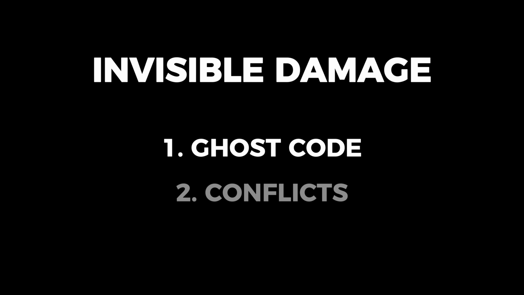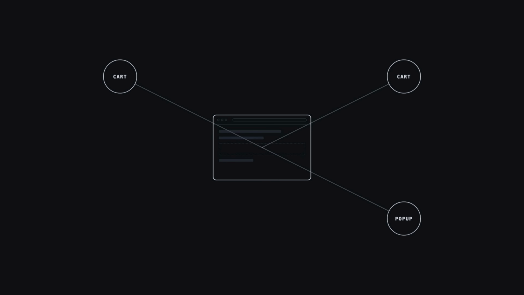The second version is conflicts. Your active apps don't live in isolation. 2 of them try to modify the cart. One injects a pop-up at checkout, another rewrites the product form. They're all running on the same customer's browser at once, and nobody designed them to work together.